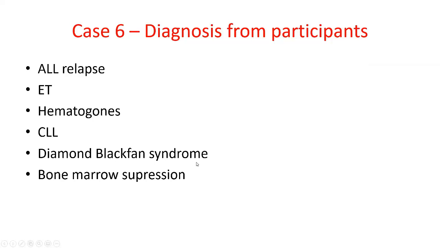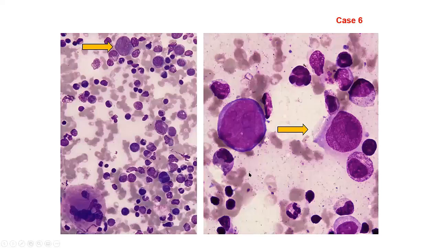Diamond-Blackfan is a very appropriate diagnosis because in Diamond-Blackfan we find pure red cell aplasia. Maybe some cases go on to aplastic anemia. But yes, Diamond-Blackfan syndrome is one in which we come across pure red cell aplasia along with lymphocytosis of the bone marrow, which was present in this case. Some of you have written bone marrow suppression, but then it was only the erythroid series which was suppressed, not the other one.